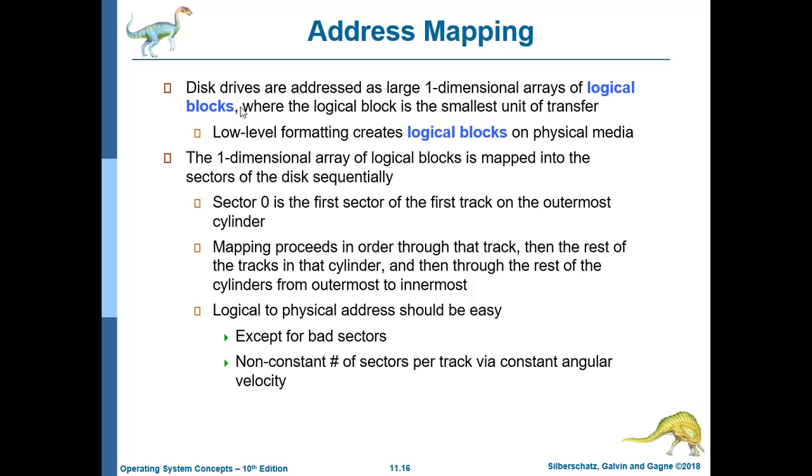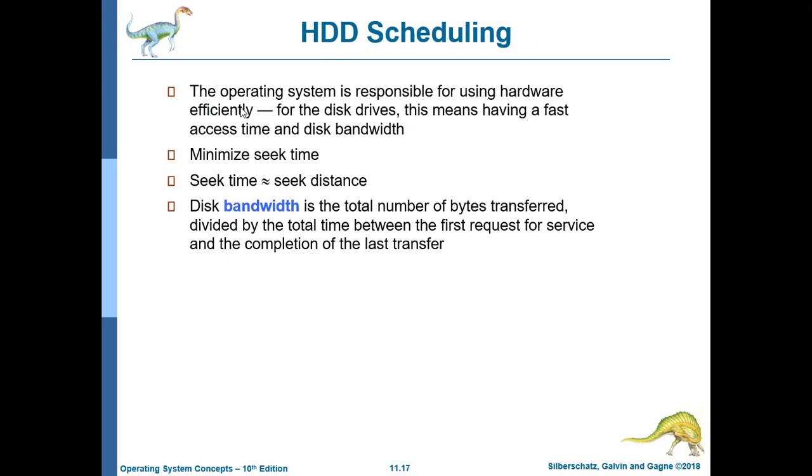Next, logical to physical address translation should be easy, except again for bad sectors. What is the hard disk doing, for example, if there are bad sectors? They will be skipped. Since it's a bad sector, it's bad to put data in it, so you have to skip and avoid bad sectors. There is also a non-constant number of sectors per track via constant angular velocity.